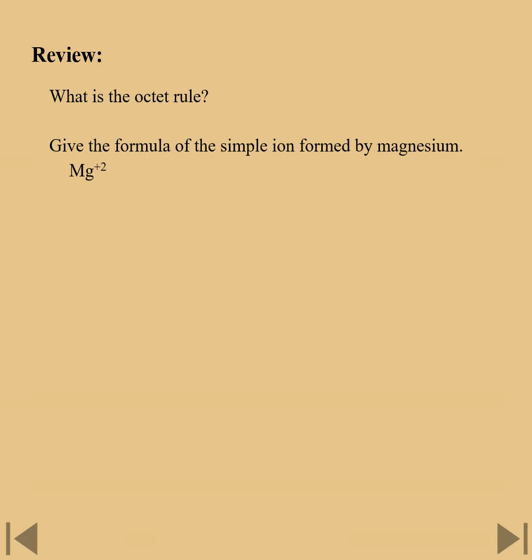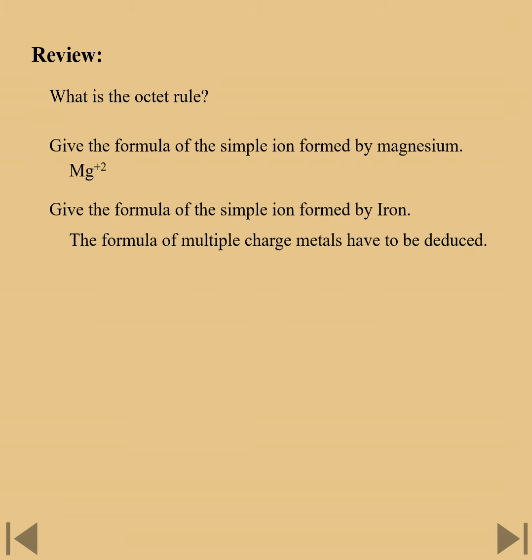And now give the formula of the simple ion formed by iron. Well, we can't answer that. Iron is one of those variably charged metals. Now, if we're given the formula of a compound with the iron in it, then we could deduce the charge, but just by being asked what is the charge on iron, we don't have any way to tell.